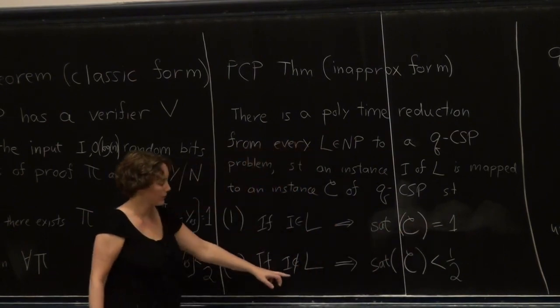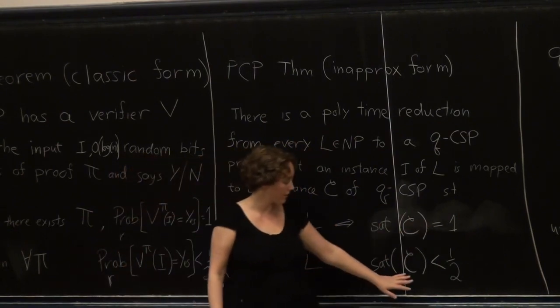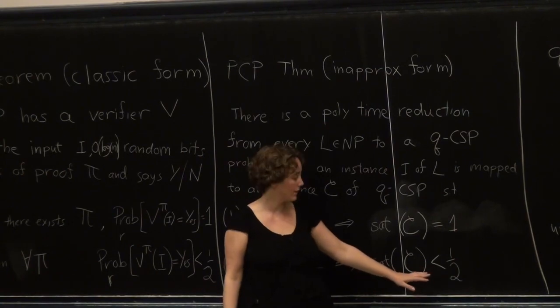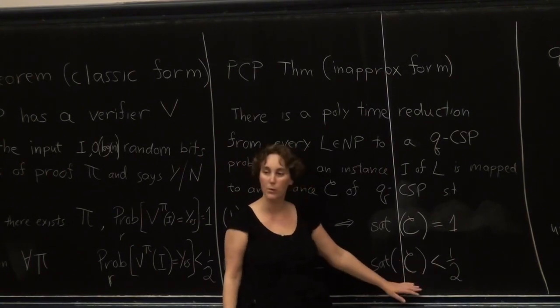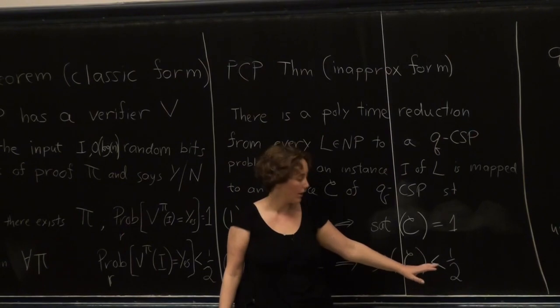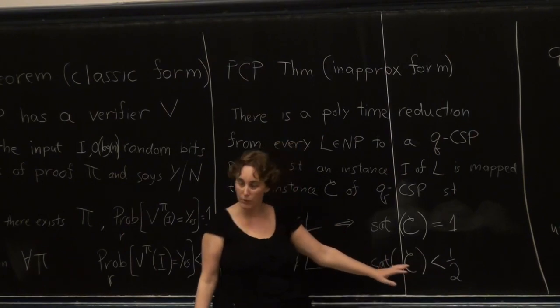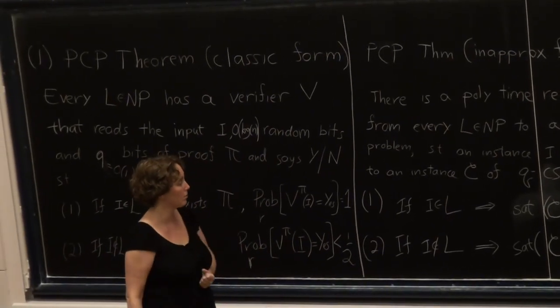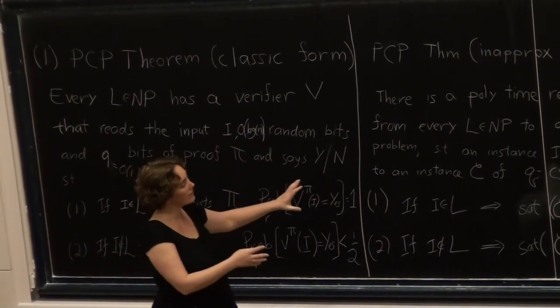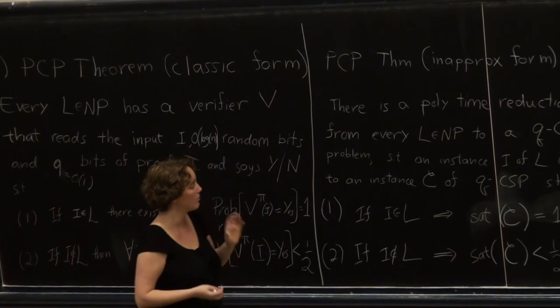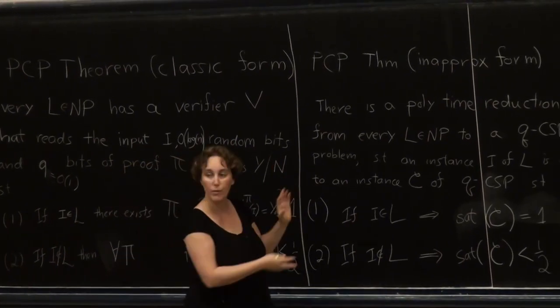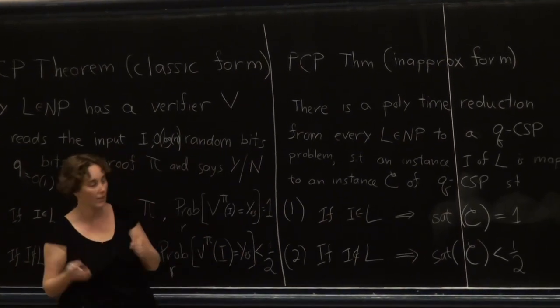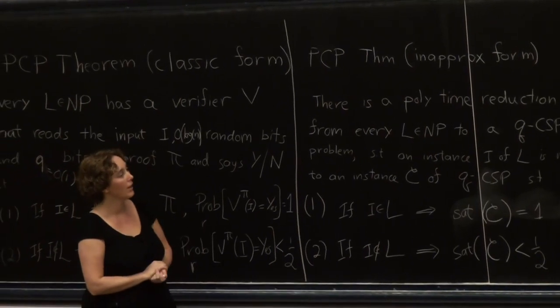And if the instance was not in L, then the instance that we got is far from being satisfiable. No matter how you assign the variables, at most 1/2 of the constraints can be satisfied. So at least half of the constraints are going to be falsified. This is the basic PCP theorem, and this is the form that will be convenient for us to work with in a hardness of approximation workshop.